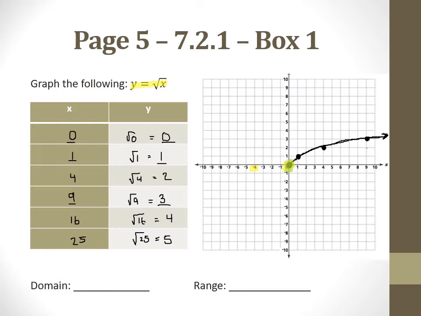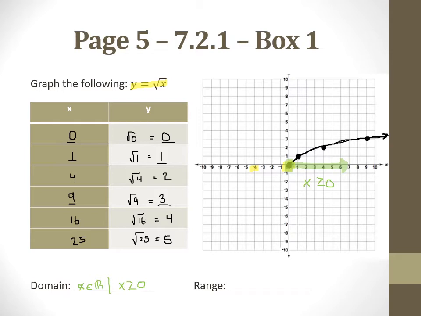I can't take the square root of anything negative, so I had to start at 0, and then it goes in the positive direction. So if we wanted to label this on the number line, we would say x is greater than or equal to 0. Or if we wanted to use complete notation, we would say x can be any real number such that x is greater than or equal to 0.